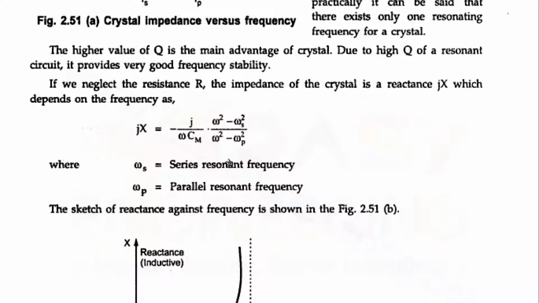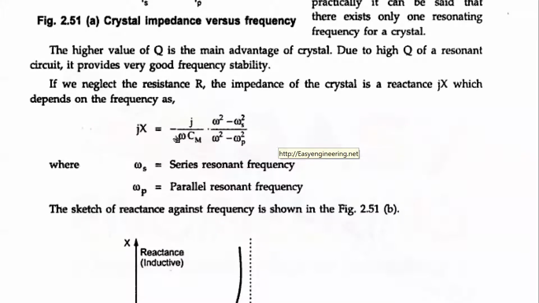This term, can anybody explain what about this term? Omega square minus omega s square by omega square minus omega p square. What about that term if omega tends to 0? Omega s square by omega p square. Very good, correct answer. So this term is not infinity, neither is it 0.